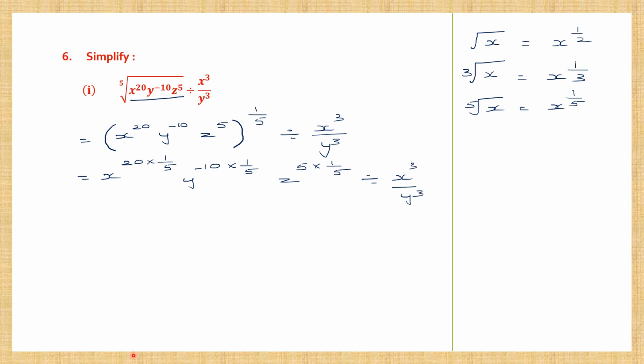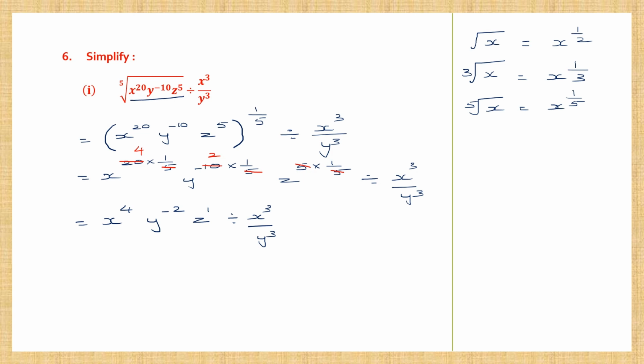So now here, just look at each of these. Let's see what we can cancel in the powers. 5 ones are 5, 5 fours are 20. Here 5 ones are 5, 5 twos are 10. Here 5 and 5 get cancelled. So now let's see what is left and write it as it is. So this is x raised to the power of 4, y raised to the power of minus 2, z raised to the power of 1, divided by x to the power of 3 by y to the power of 3.